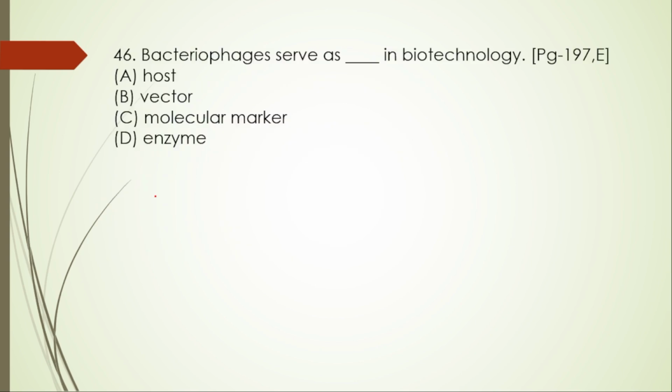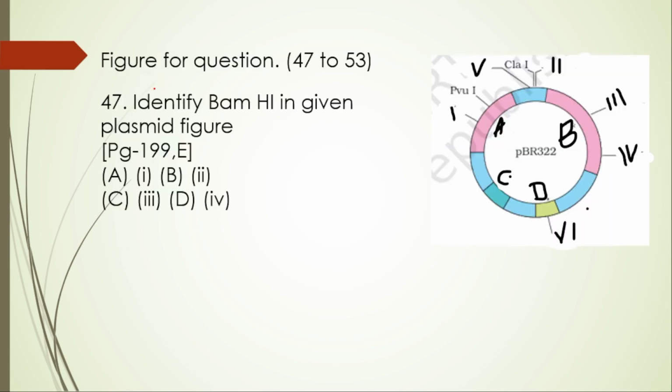Next, 46th one. Bacteriophage serves as a dash in biotechnology. Just now I said this serves as a vector. Now this is the figure for questions 47 to 53. 47th question. Identify BamHI in the given plasmid figure. Where is BamHI? So identify BamHI.